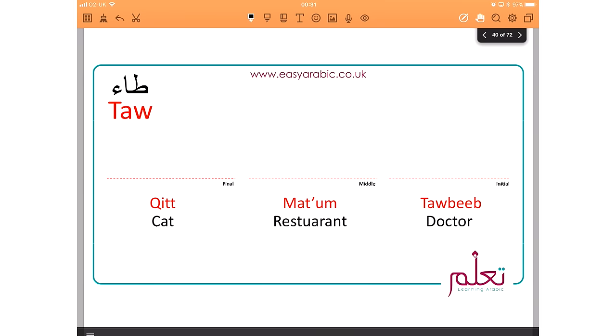Okay, so examples. First one is tabib, which is doctor. So we have ta, then we have the ba, then we have the ya, then we have the ba, tabib. So we have the meem, then we have the ta, then we have the ayn, and then we have the meem. Mat'am. Next one is qit. So we have the qaf. Then we have the ta. Qit.